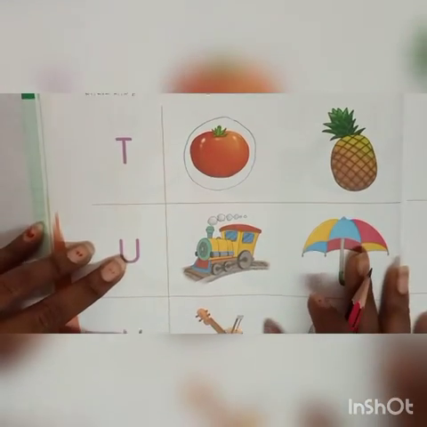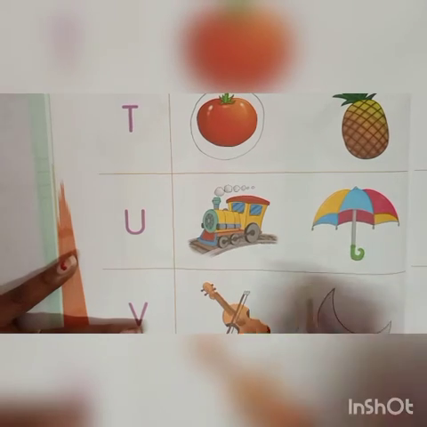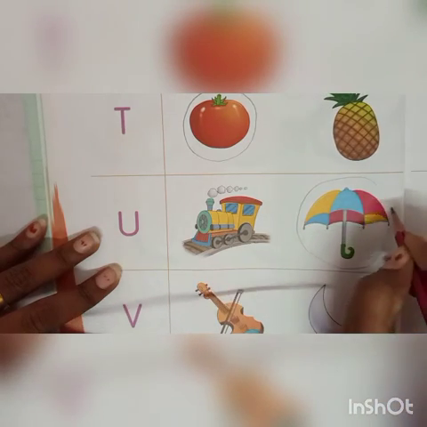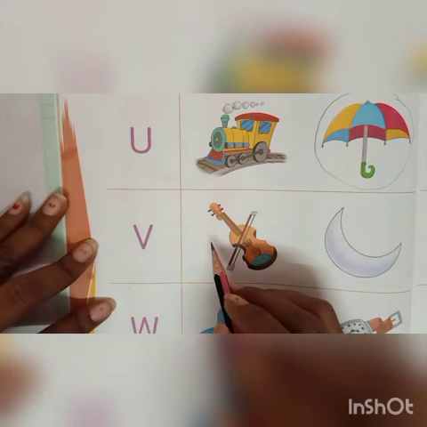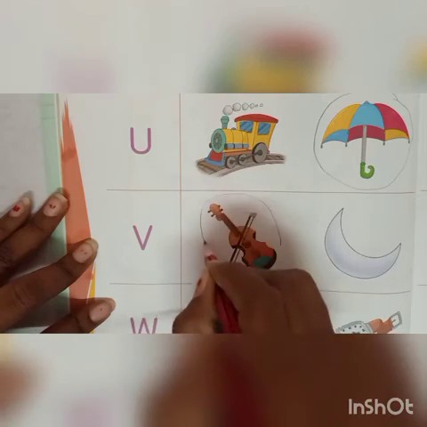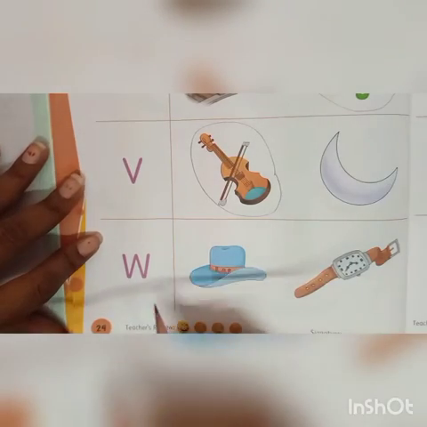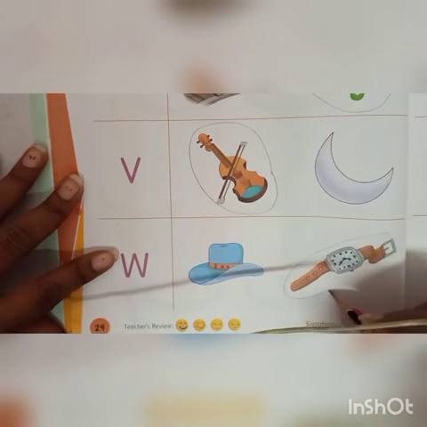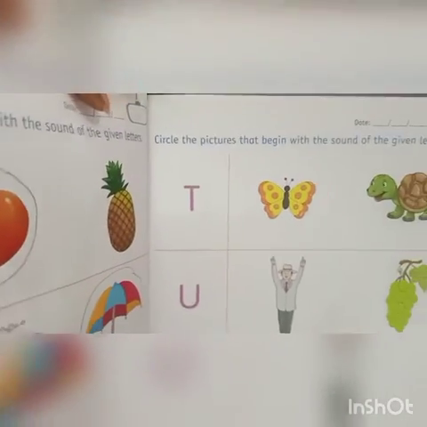Next, which picture goes with the given letter? U for umbrella. Next, V for violin. W for watch. W for watch. Circle the picture of watch. Now we'll go to the next page.